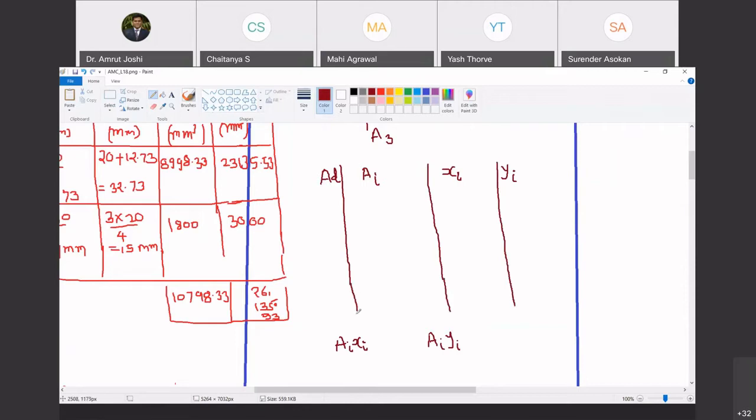So how many areas do we have? 3. So we are going to write down A1, A2 and A3.